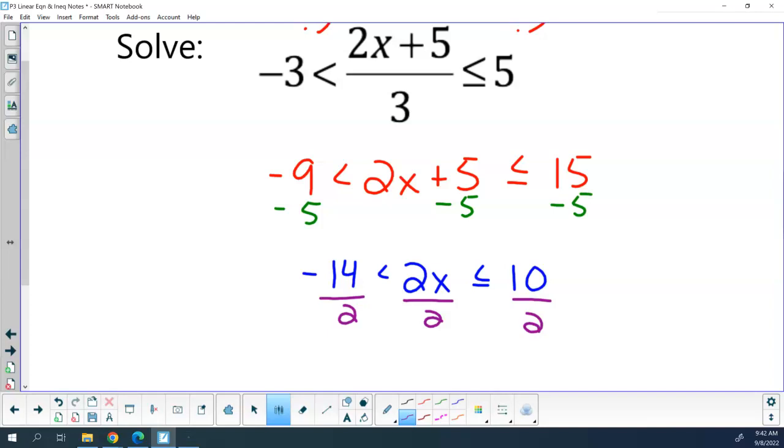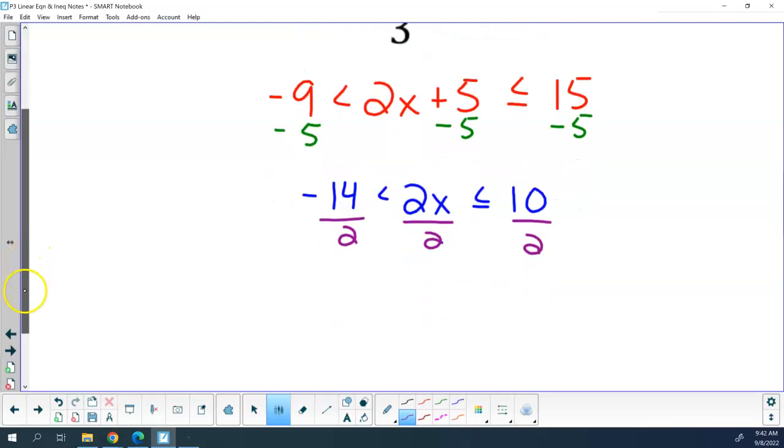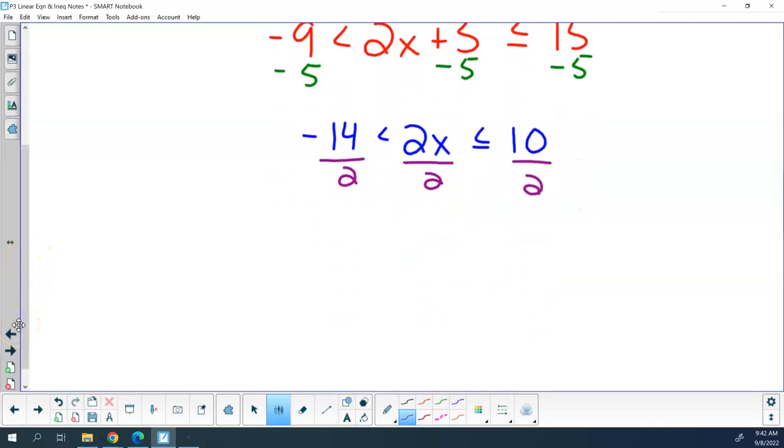Why not? Not dividing by a negative. Regular division and multiplication are fine. It's only multiplying or dividing by a negative. Okay? So then that gives me negative 7 is less than x is less than or equal to 5. That would be my inequality, correct?